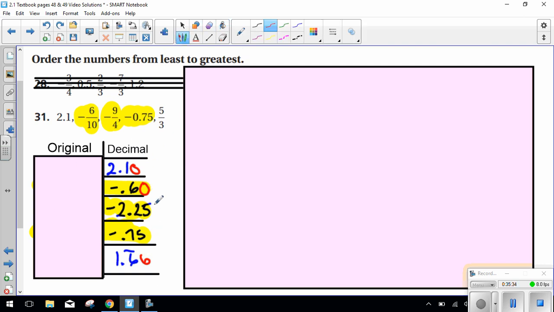So of these 3 negatives, who is the farthest one away from the 0? So I'm going to look at these like money. 60 cents, $2.25, or 75 cents. Who's farthest away from 0? And hopefully you're saying this one. So that's my first. This is my smallest. Okay, who comes next? Who is the next farthest away from 0? 60 cents or 75 cents? And hopefully you're saying 75 cents. And third comes 60 cents.